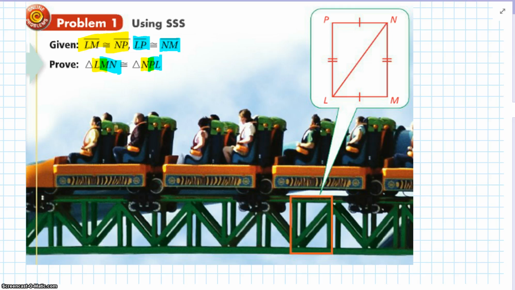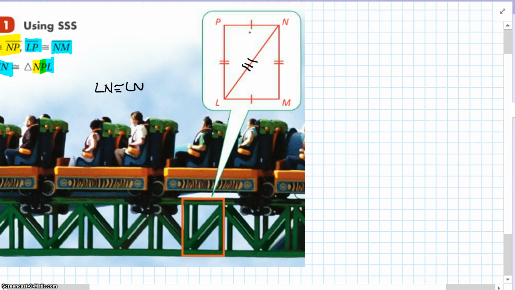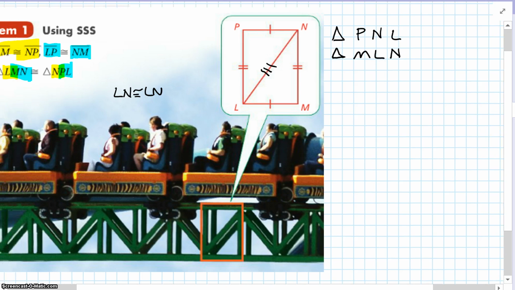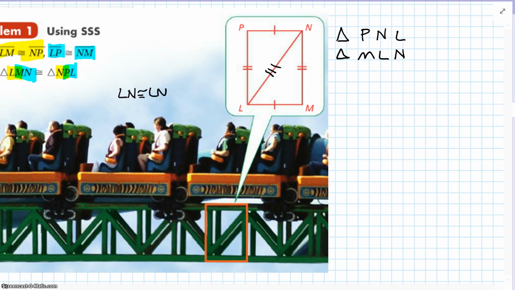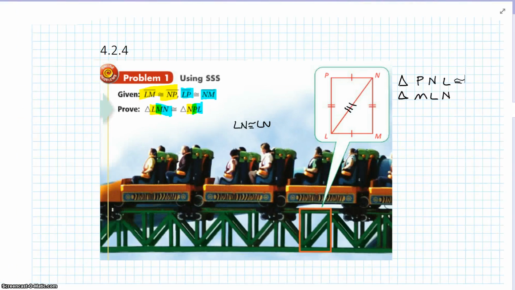Well, let's look. What do we know is true about line LN? We know LN is congruent to itself by the reflexive property. So if we look, we can say PN is congruent to ML, and LN is congruent to NL. So we can say triangle PNL is congruent to MLN. So yes, we can prove congruency. Okay?